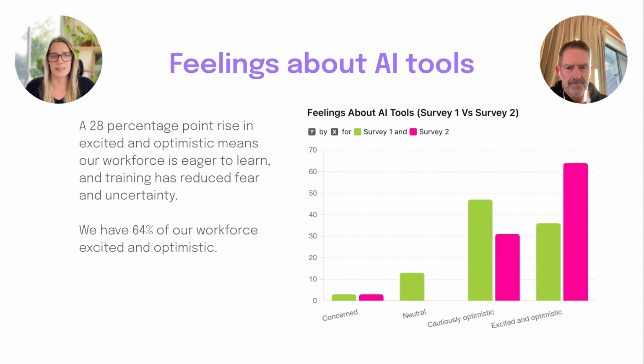So again, green is survey 1, pink is survey 2. And we did see a 28 percentage point rise in feelings of being excited and optimistic. So that was moving from being cautiously optimistic to moving to excited and optimistic, which was really encouraging for us to see. So now we have 64% of our workforce excited and optimistic, which is a pretty significant shift in terms of attitude, and it helped us in implementation and rollout in the future because now we have a team who are excited and ready to use the tools, and we're expecting to see long-term efficiency gains from this as well.